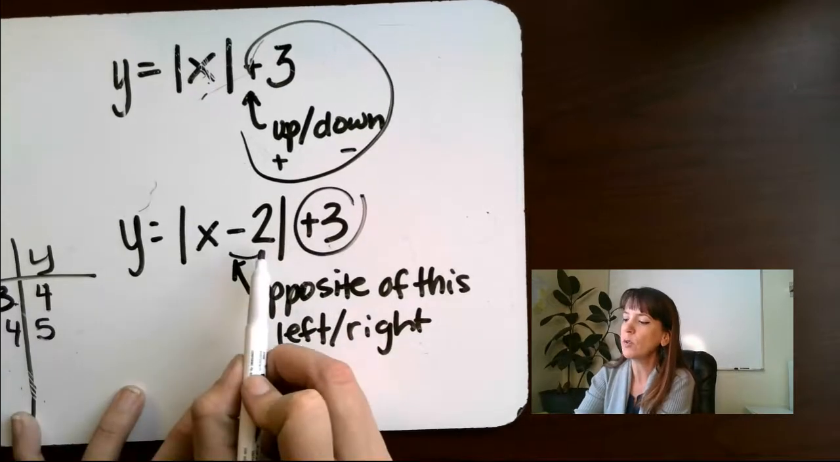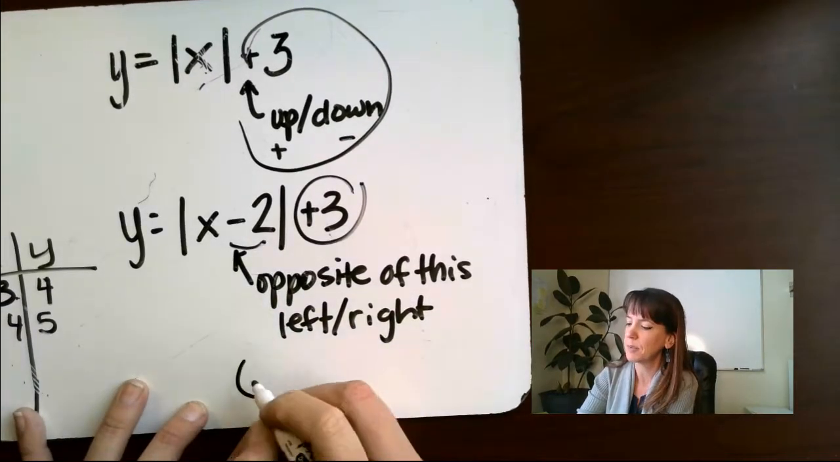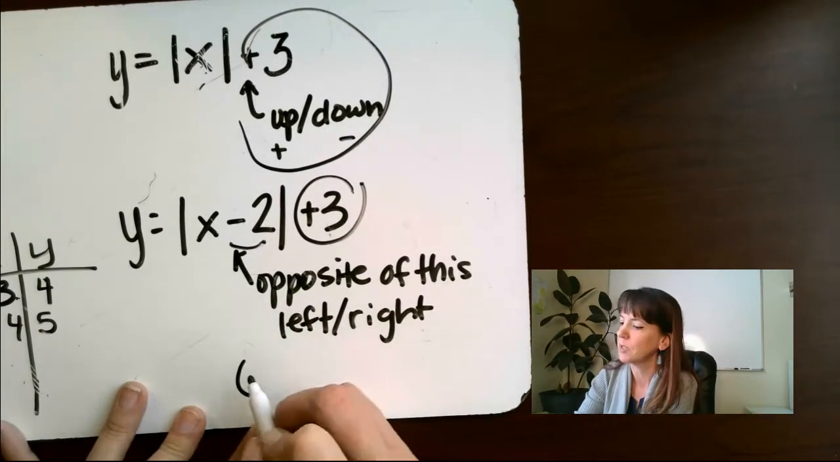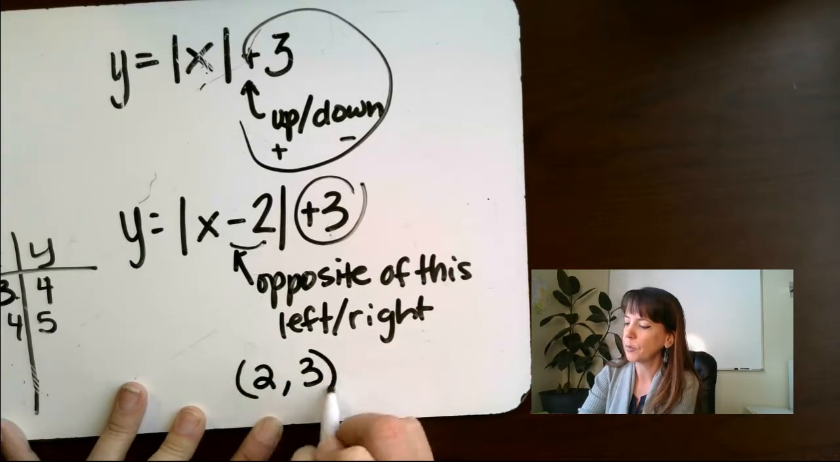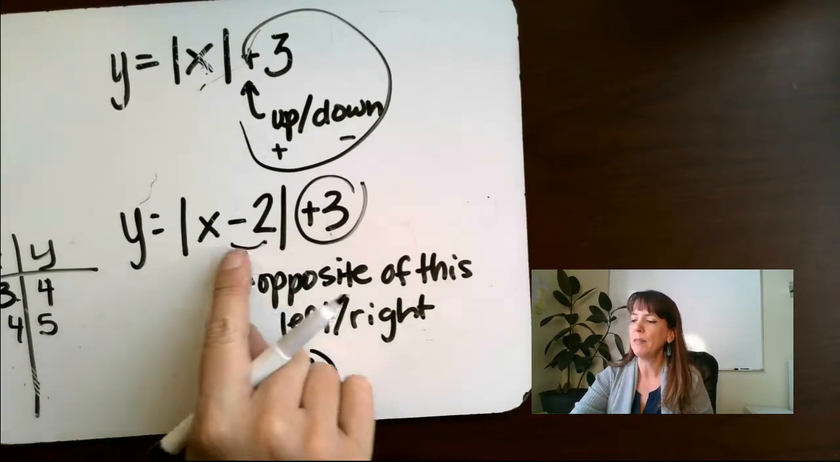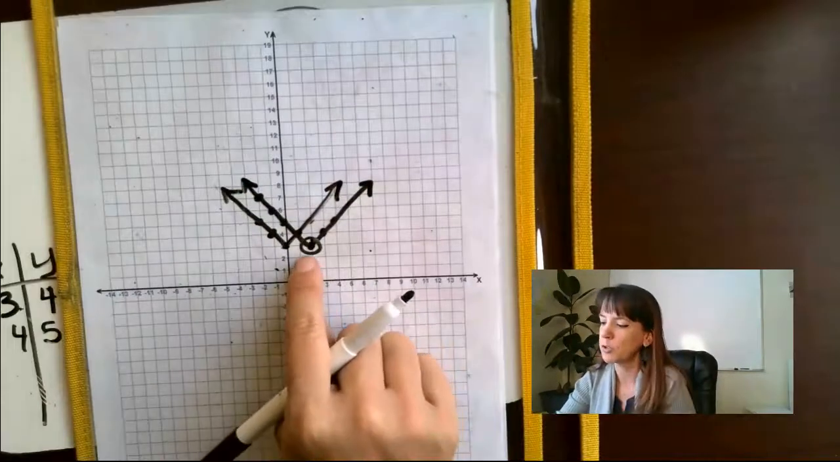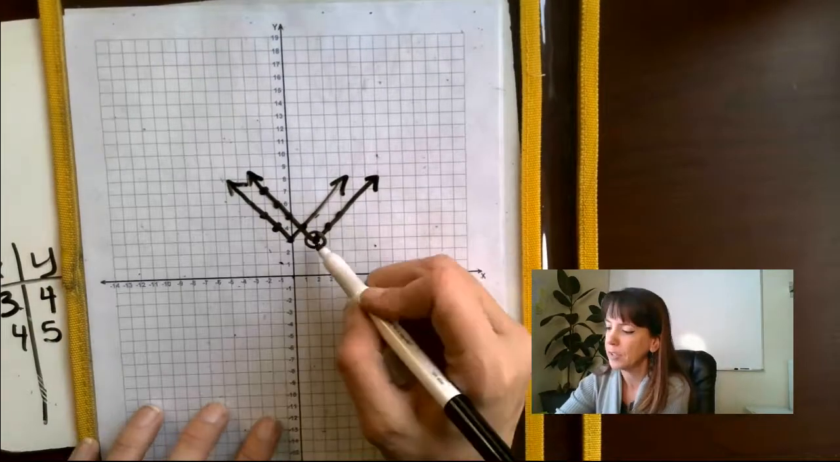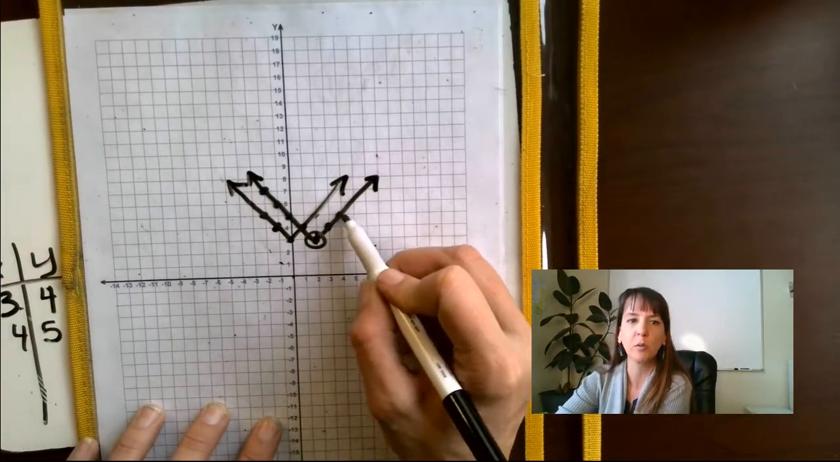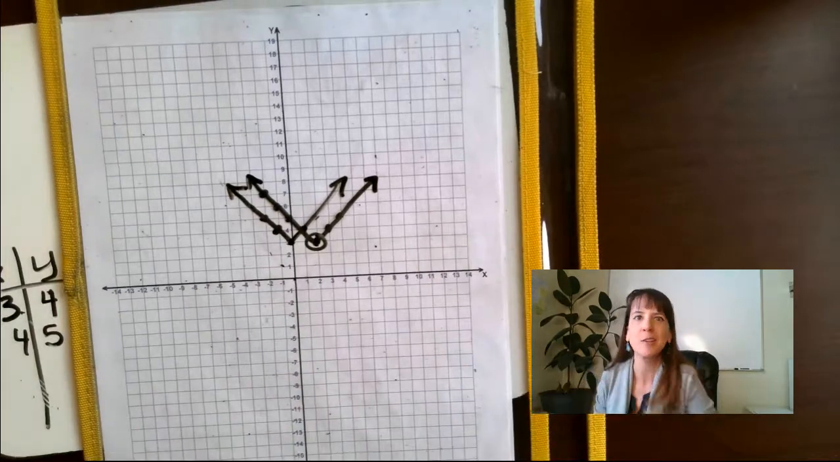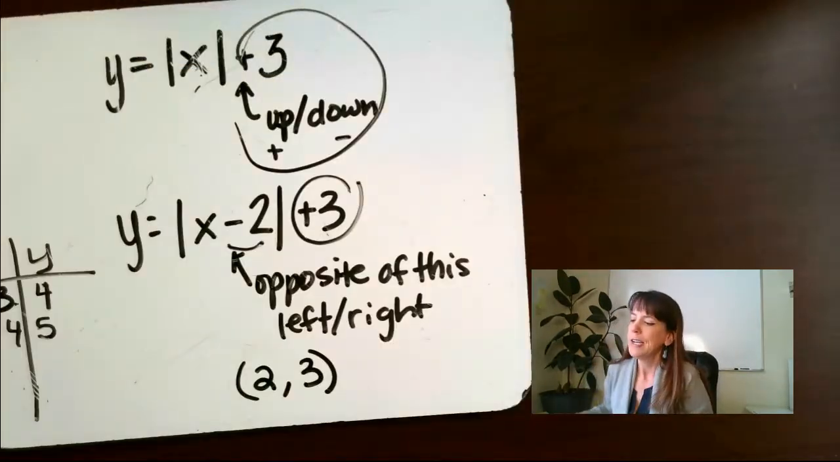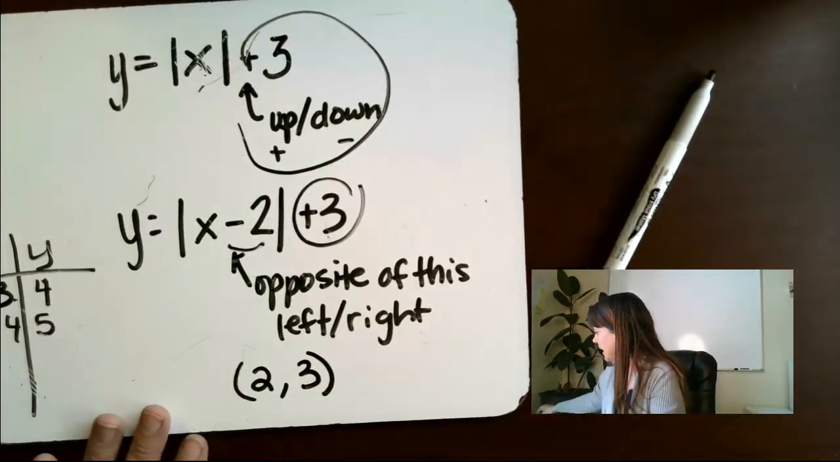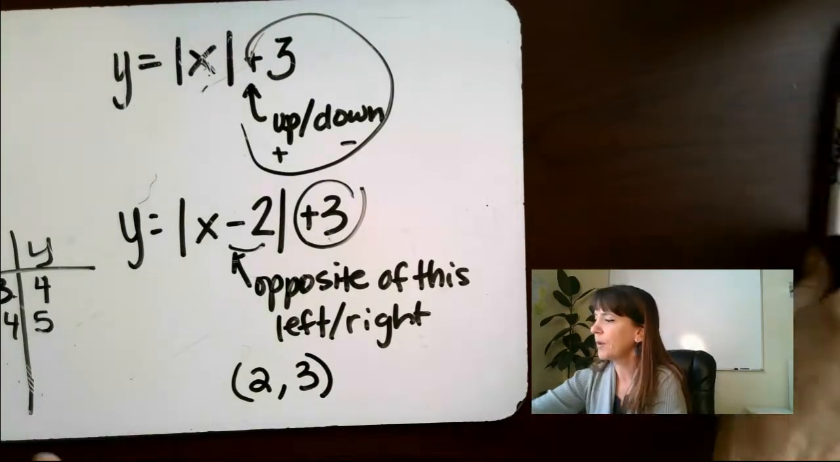So what you can do is say your vertex is going to be, I got to look that up. I don't know if it's vertex or not, but it's 2, 3. Meaning that if you have a graph that looks like this, you know to go over 2, up 3, and then do your pattern. Your pattern is over 1, up 1, over 1, up 1, over 1, up 1, right? Math is all about patterns. Learn those patterns.